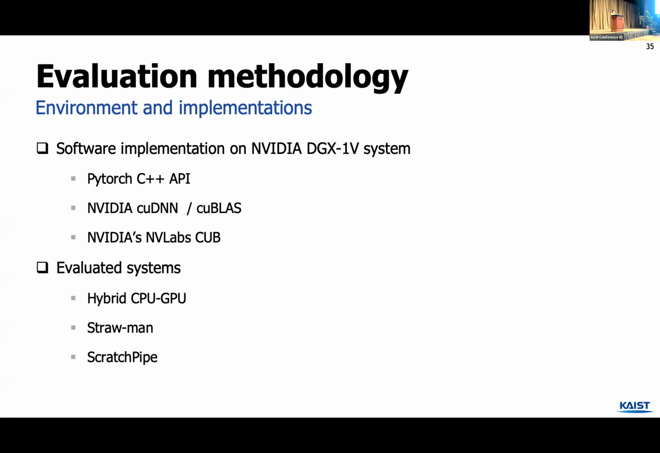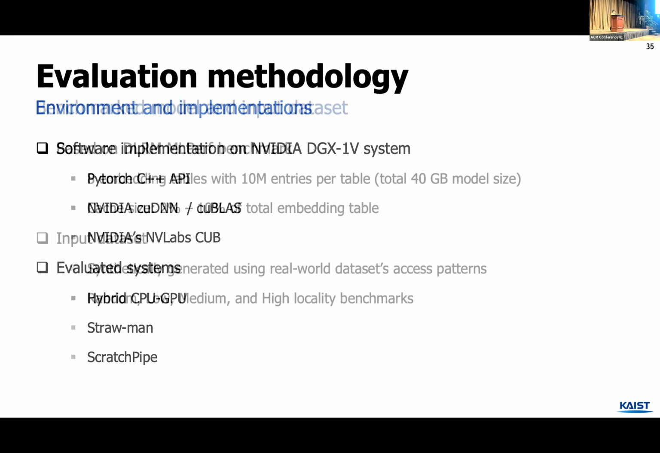We evaluated 3 different systems: the hybrid CPU-GPU without embedding cache, and the Strawman architecture as a current state-of-the-art embedding cache that is executed in serial. The last system is our ScratchPipe, executing recommendation training in a 5-stage pipeline. Since our systems are implemented purely in software, we measured end-to-end raw clock time for all evaluation results.